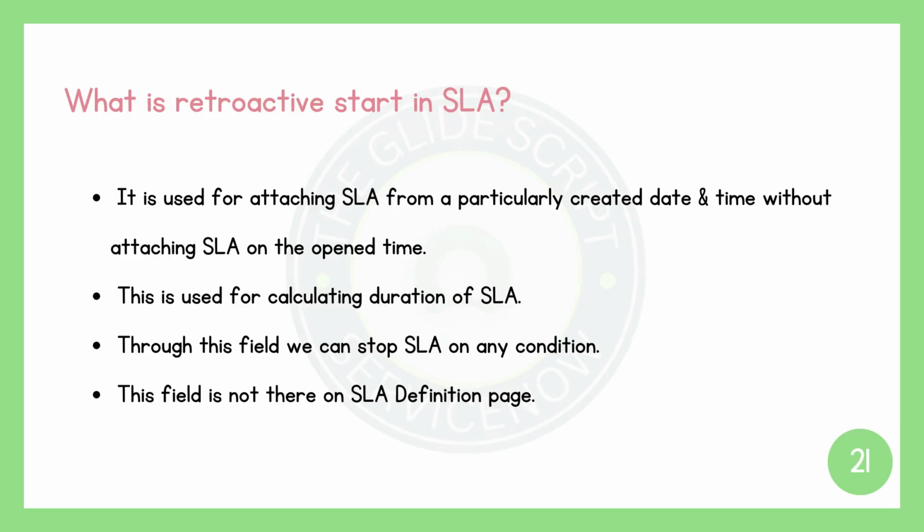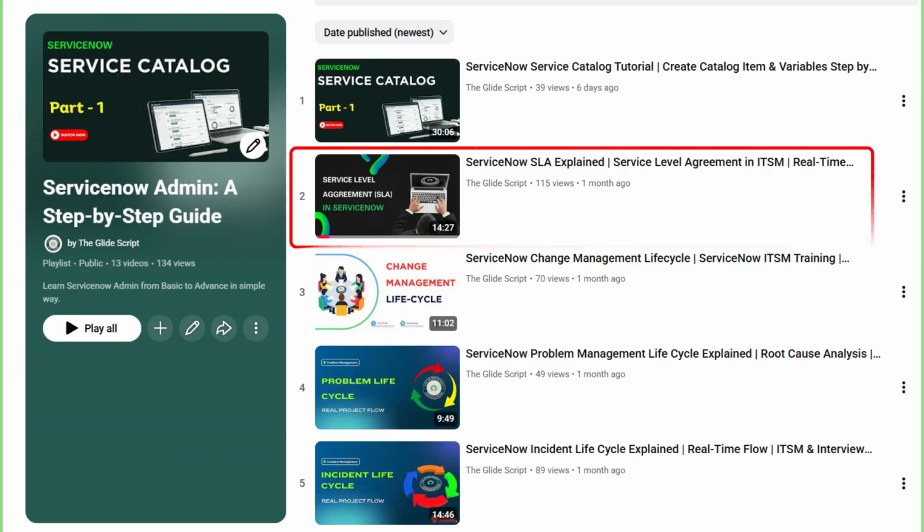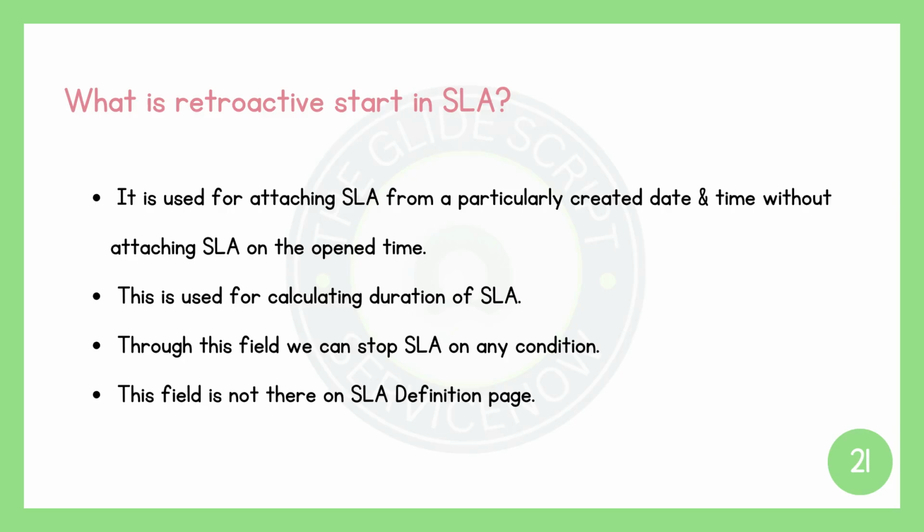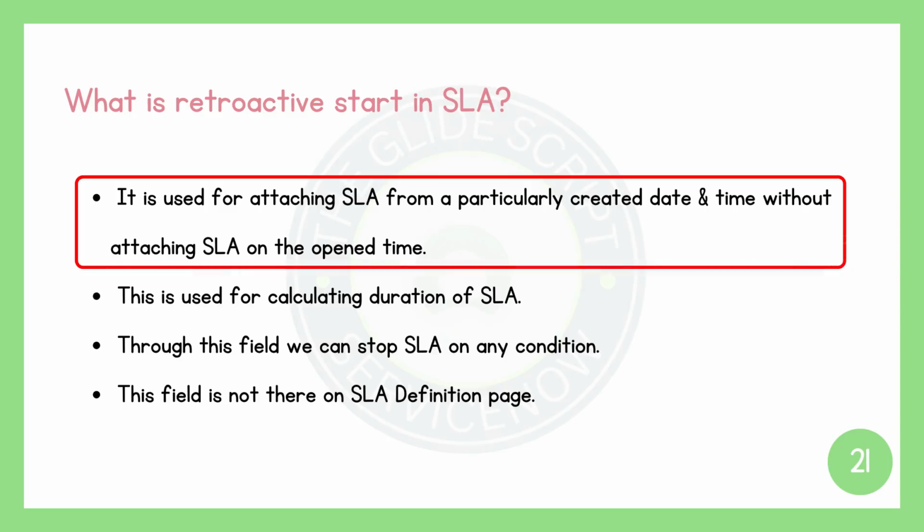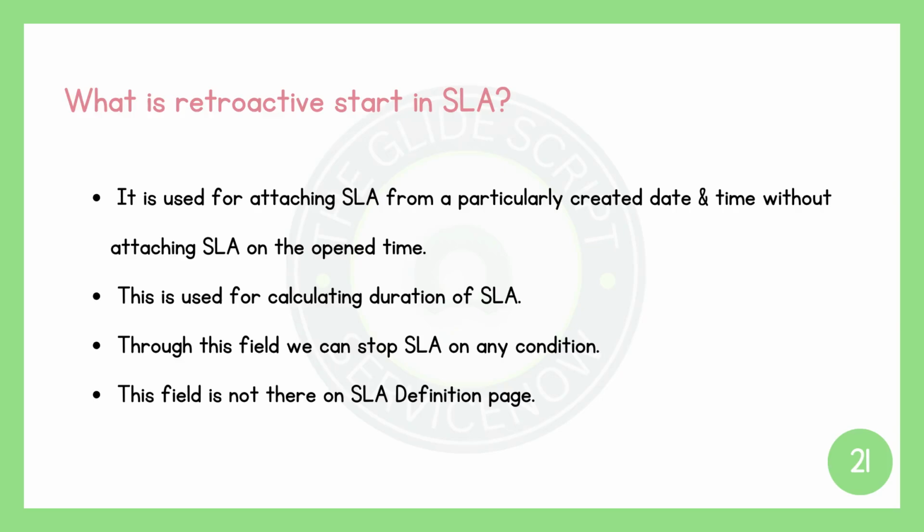Next question is, what is retroactive start in SLA? It is a very important concept in SLA. I have already explained it in detail in my SLA video, and that video is already on my channel. You can go and watch it after this video. You will be very clear about what is retroactive start in SLA and what is SLA itself. For this question, the correct option is the first one. It is used for attaching SLA from a particular created date and time without attaching SLA on the open time.